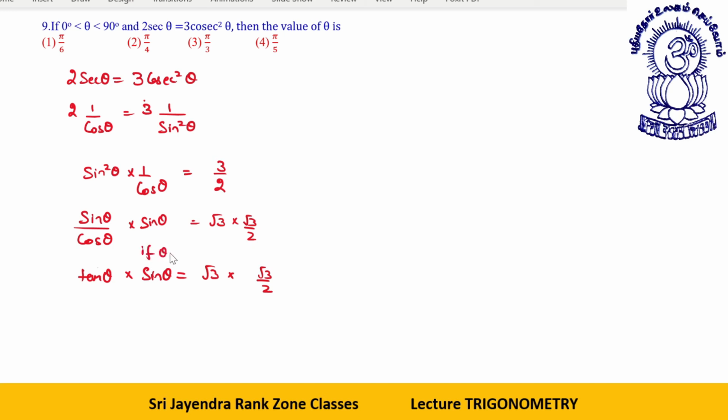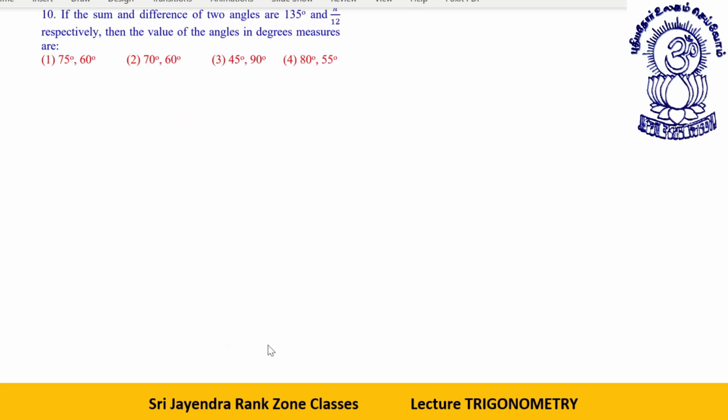Clearly, if theta is equal to 60 degree, then what will happen? Tan theta is root 3, sine theta is root 3 by 2. Therefore, theta is equal to 60 degree, which you also denote as pi upon 3. 180 by 3 means pi by 3. You write 180 as pi. Pi by 3 is your answer, okay? Clear? Next one.